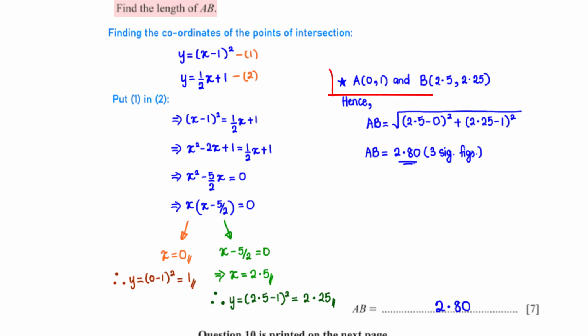Now that we have the coordinates of points A and B, we can find the length of AB by using the length or distance formula. This gives us AB equals square root of 2.5 minus 0 all squared plus 2.25 minus 1 all squared. When we type this into the calculator, we get AB equals 2.80, correct to 3 significant figures.